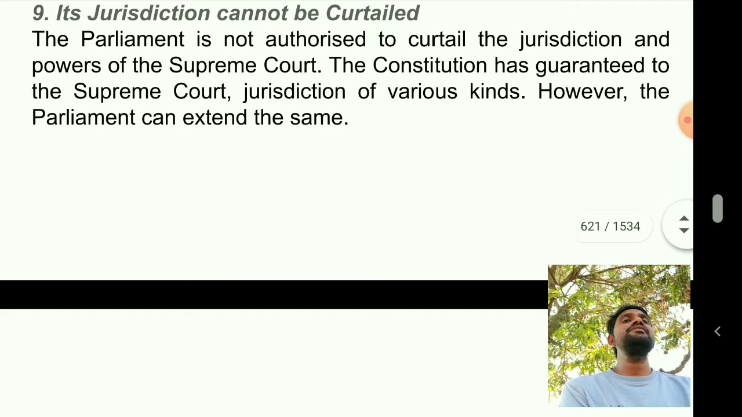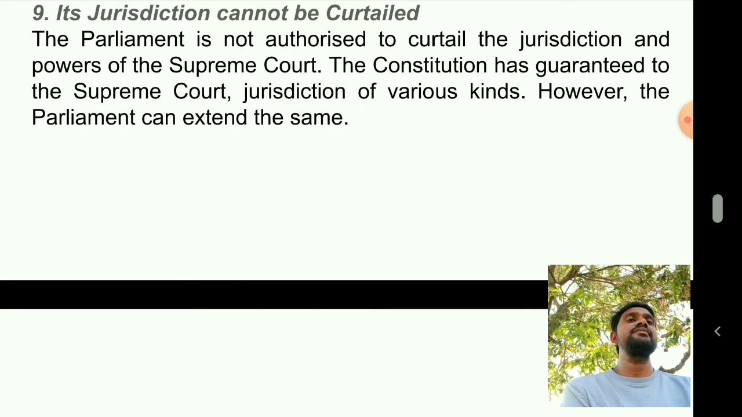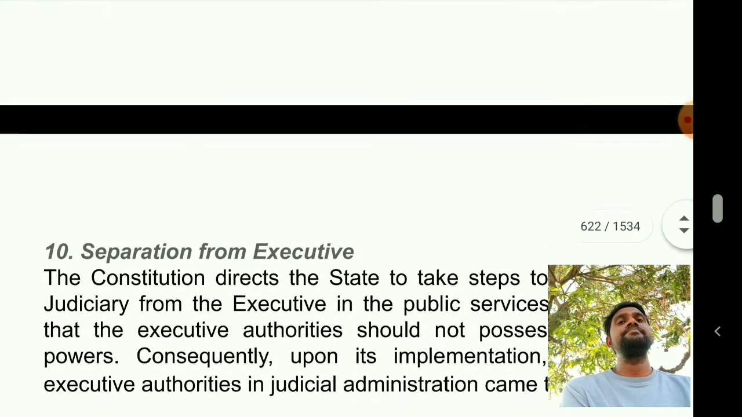The Parliament is not authorized to curtail the jurisdiction and powers of the Supreme Court. The Constitution has guaranteed to the Supreme Court jurisdiction of various kinds. However, the Parliament can extend the same.